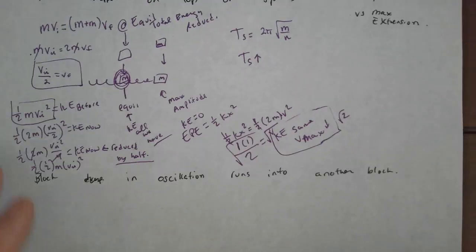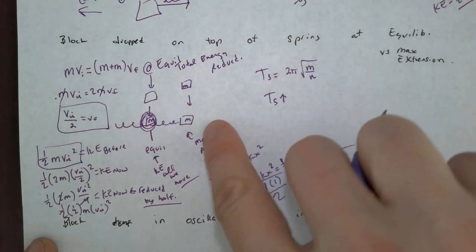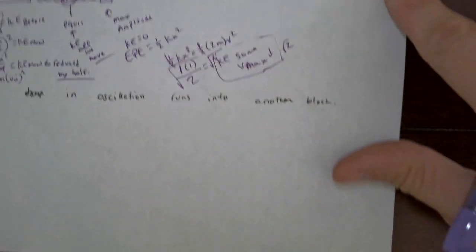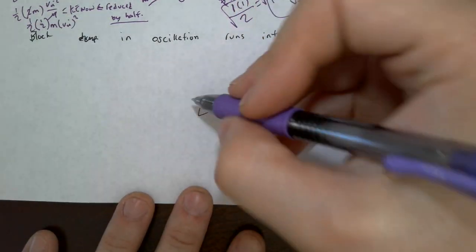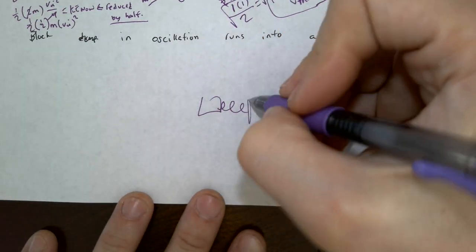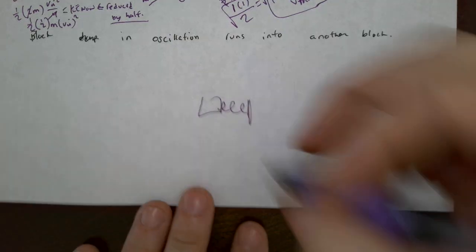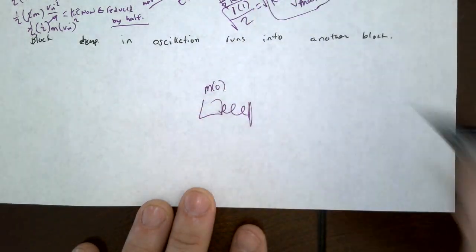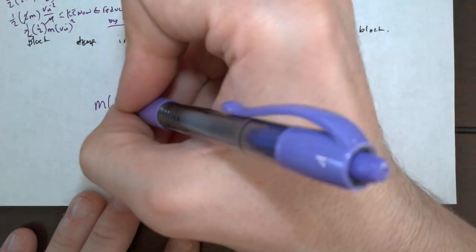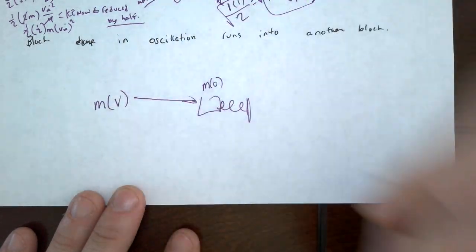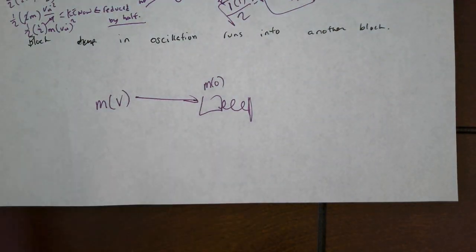Now, all that being said, that would be if it is a horizontal spring and we drop the block right on top. What about if we just had a block right here? Let's just pretend that there's a block here on a spring and it's not moving. All right. So it is m times 0, no momentum. And we take another block, we'll go with the same mass, and it is moving towards it. Well, what's going to happen?